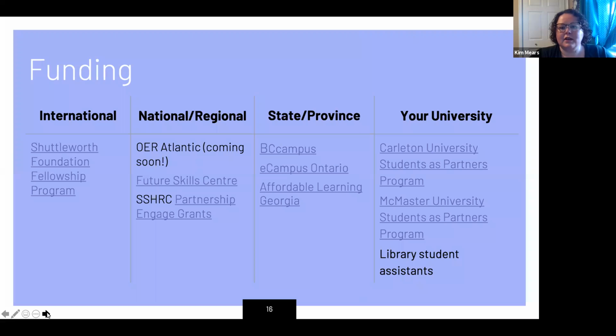So first, I thought I would begin by mentioning some of the funding. I will acknowledge that this is not comprehensive and it's very North American focused. I was only able to locate one international foundation that would provide some kind of financial support to the creation of OERs, which is the Shuttleworth Foundation Fellowship Program. And that does focus on providing funding for one project, one faculty member. So it is limited. They do only have just a few fellows in that program.